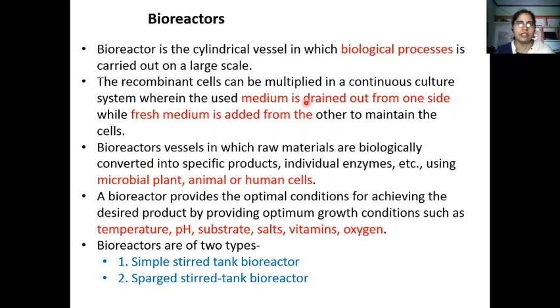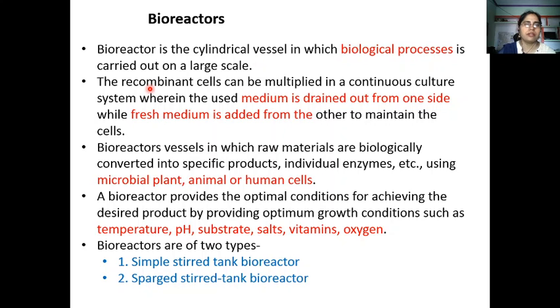So now we come to the introduction to the bioreactor. Basically, a bioreactor is a cylindrical vessel. It's used to carry out biological processes, producing or culturing microorganisms on a large scale. So we are culturing microorganisms on a large scale in the industry. That's why we are using the bioreactor, and the bioreactor is also called the fermenter in the industry.